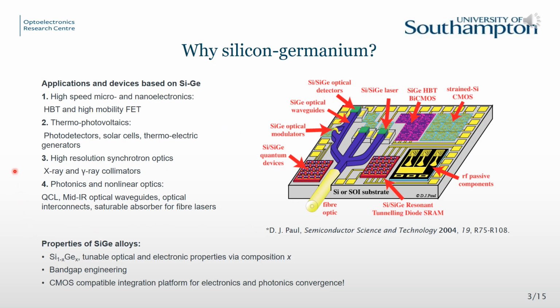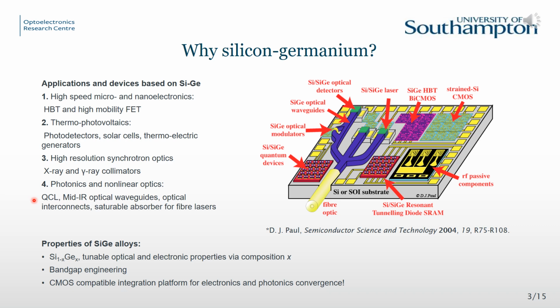Silicon germanium is a compound semiconductor. Its optical and electronic properties, such as refractive index, mobility, and electronic band gap, can be tuned through the composition by changing the germanium fraction. To date, silicon germanium alloys have been extensively used in various fields for different applications. For example, heterojunction bipolar transistors in electronics, photodetectors, solar cells, thermoelectric generators in thermophotovoltaics, X-ray collimators in synchrotron optics. Last but not least, silicon germanium alloys are also promising materials for quantum cascade lasers, mid-infrared optical waveguides, optical interconnects, and many other applications in photonics and nonlinear optics.